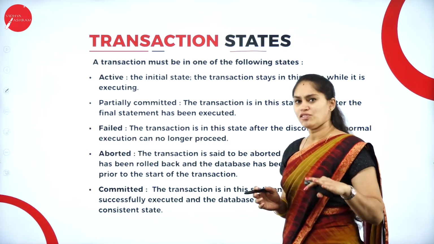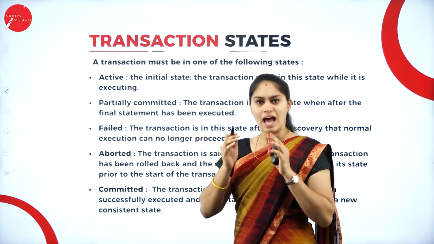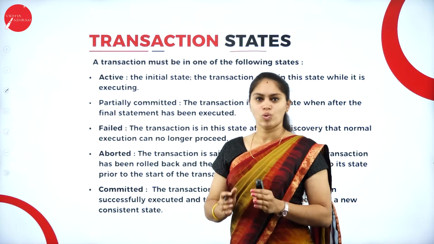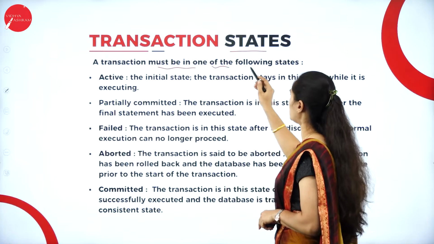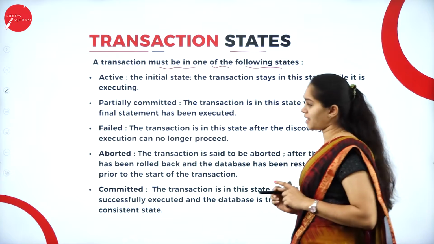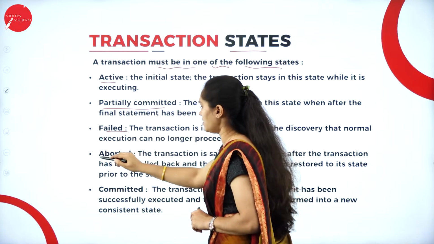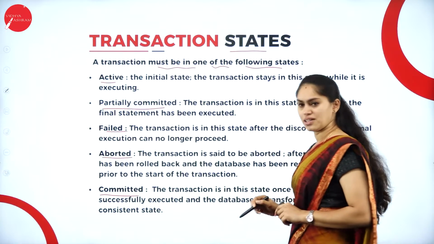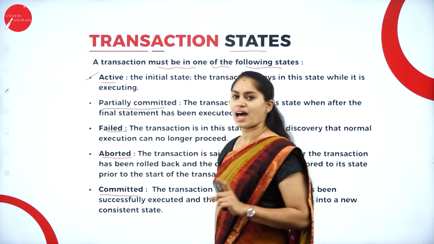Any part of a transaction has to be in one state at a time. A transaction must be in any one of the following states: active, partially committed, failed, aborted and committed. We'll see the first state, which is the active state.